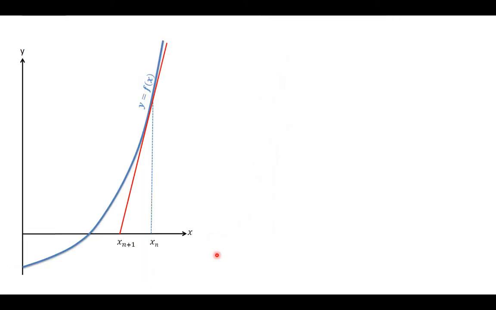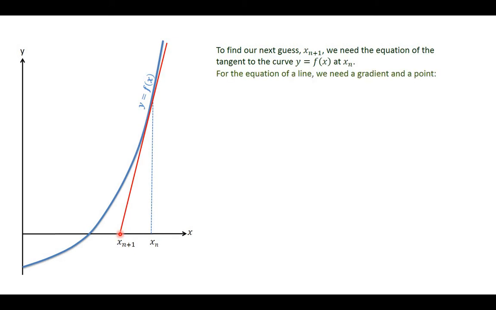Let's work one out. So here's our first guess, xn. How do we find this second guess, xn plus 1? Well, we need to have the tangent to the curve of y equals f of x at xn, and then we need to see where that tangent crosses the x-axis. So we will need the equation of the tangent. And for the equation of any straight line, we need to have a gradient and a point. So the gradient is simply going to be the gradient of f of x at xn, and the point is where it touches the graph.